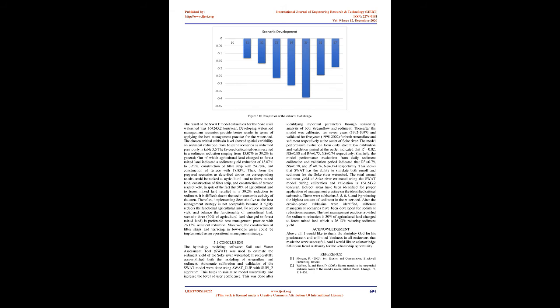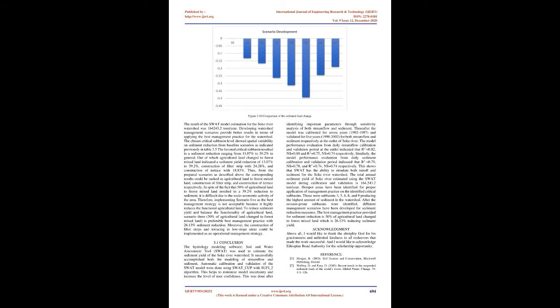Applying filter strips and terracing, stone bunds, in low-slope areas of the catchment could give a potential effect of BMPs. The result of the SWAT model estimation for the Soke River watershed was 164,243.2 tons/year. Developing watershed management scenarios provides better results in terms of applying the best management practice for the watershed. The chosen critical subbasin level showed spatial variability on sediment reduction from baseline scenarios, as indicated previously in Table 3.5.